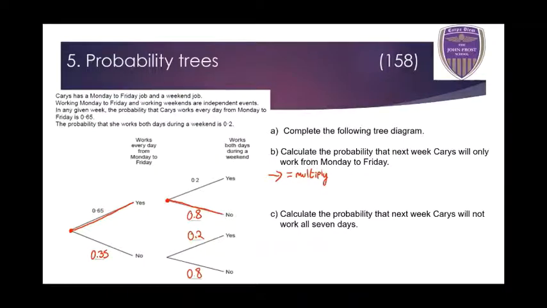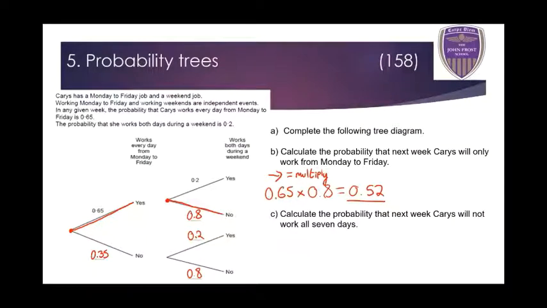Well, the first value is 0.65. I'm going to multiply that by 0.8 because she doesn't work on the weekend. So 0.65 times 0.8. And that is going to be equal to 0.52. Job done. There's a 0.52 chance that she will only work Monday to Friday. Very close to 50-50. Slightly more chance that she does do that.